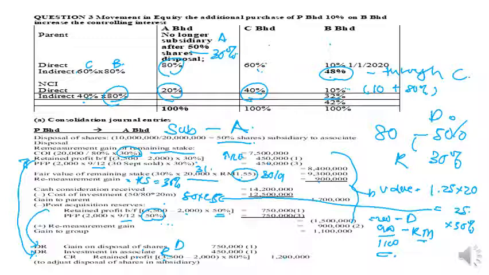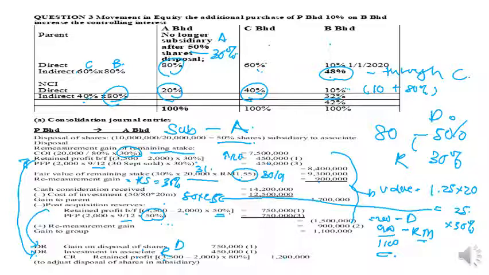Then the fair value of the remaining stake at 30th of September is RM1.55. So 1.55 times 20 gives 31. 31 times 30% gives 9.3. So that is the fair value. The difference that you have here is the remeasurement gain of 900, for that remaining stake of 30%.